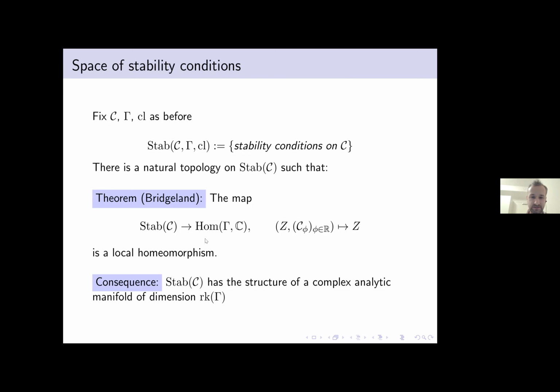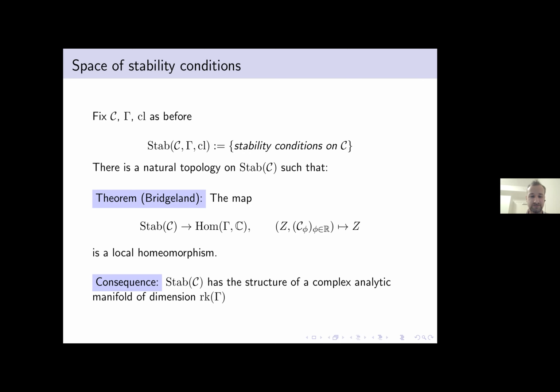So this is a complex vector space. When you have a local homeomorphism, you automatically get a complex analytic structure of dimension the rank of gamma on this space of stability conditions. It's really surprising in a way. You start with just some triangulated category, which could be defined over a finite field, for example, and you get some complex analytic manifold out of it. So it's a bit weird from a mathematical point of view, definitely.